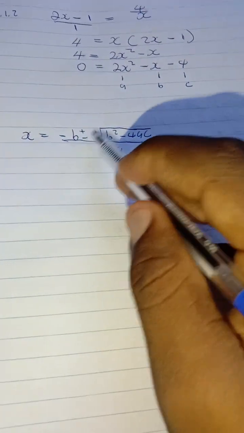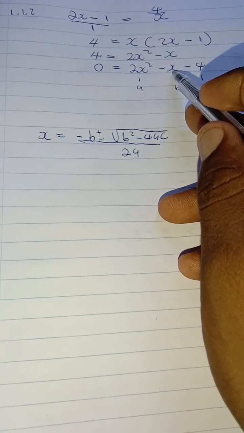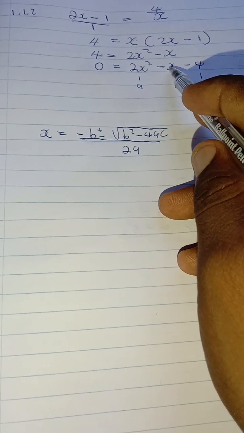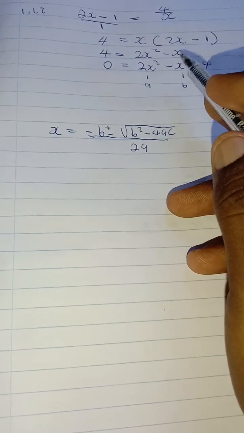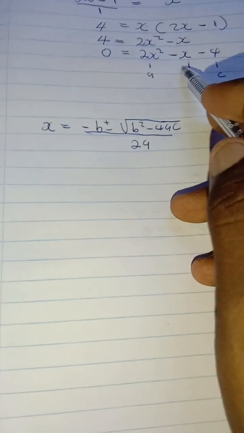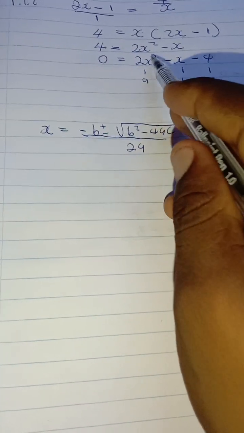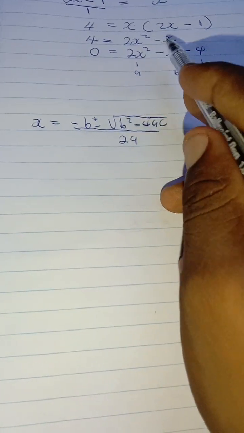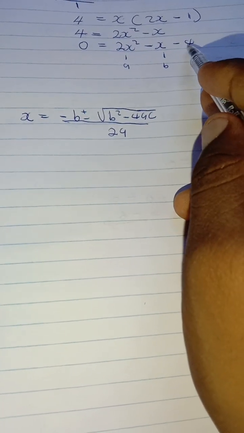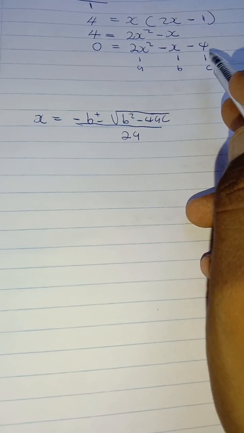Where I see b, I'm going to substitute negative x, but now it's going to be -1. It's going to change to -1. Where I see a, I'm going to substitute 2x squared. When I see c, I'm going to substitute -4. So let's substitute.